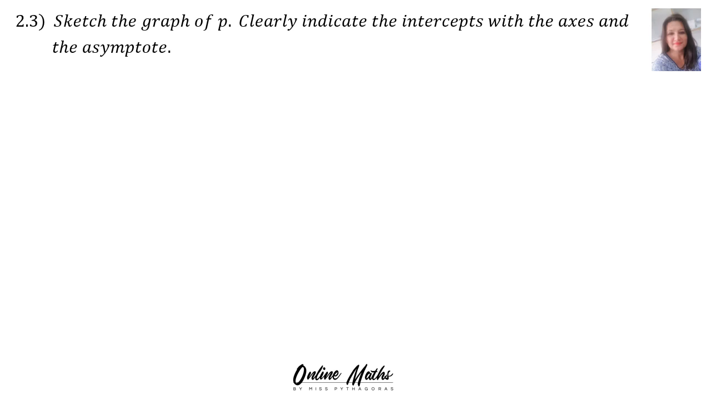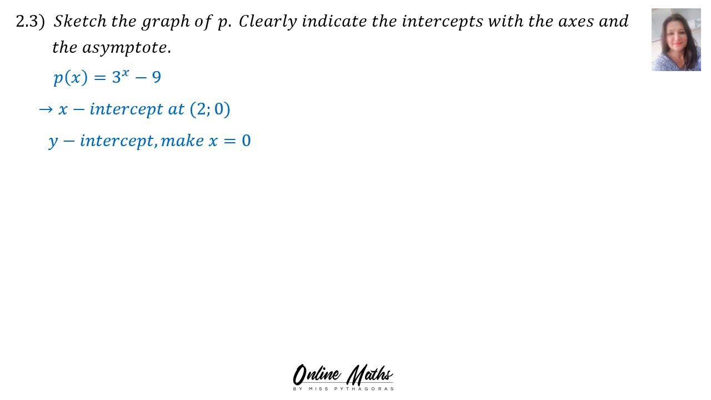Question 2.3 wants us to sketch the graph of p. Clearly indicate the intercepts with the axes and the asymptote. Now, can you see how important it is for you to be able to work out the equation in the previous question, because now you need that equation in order to sketch the graph. So we will start with the equation that we calculated in the previous slide, and now we can say the x-intercept was given at the point (2, 0). And then for the y-intercept, we make x 0. So we will calculate that point.